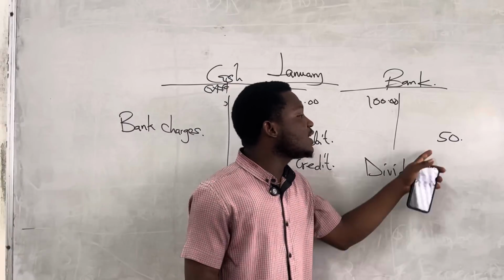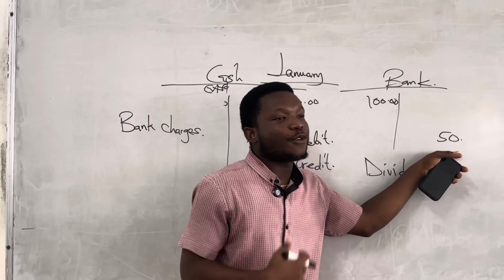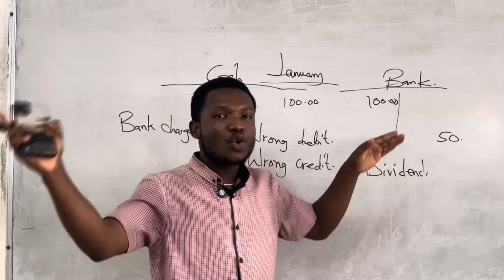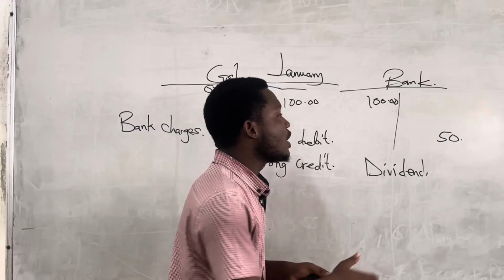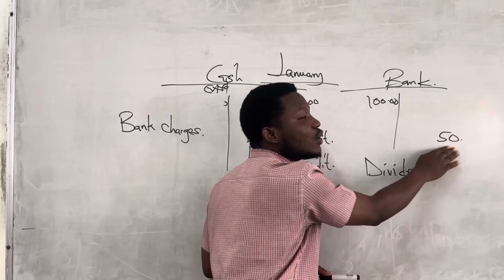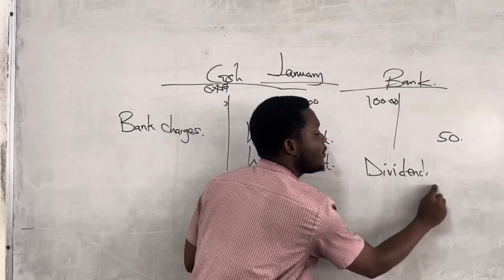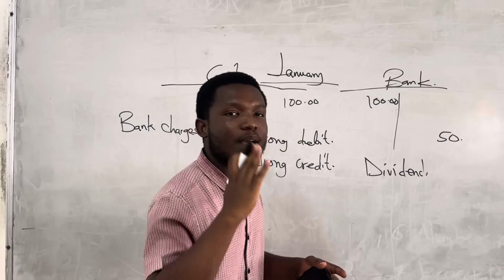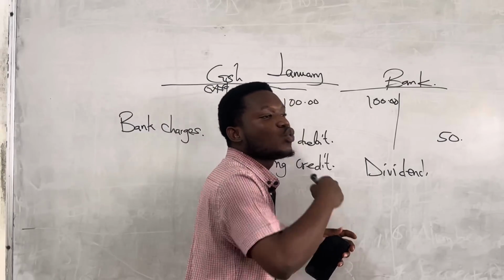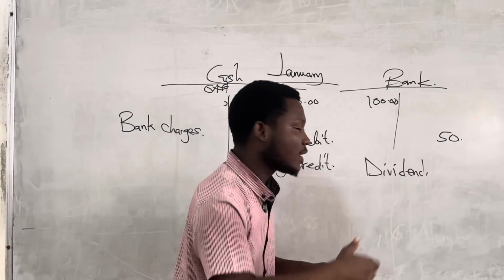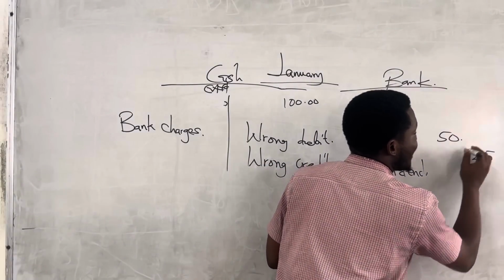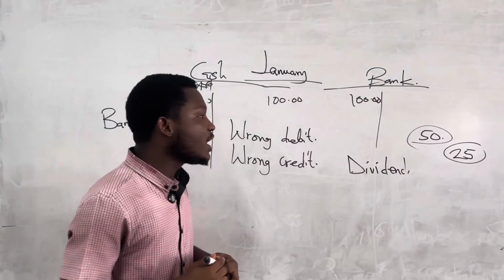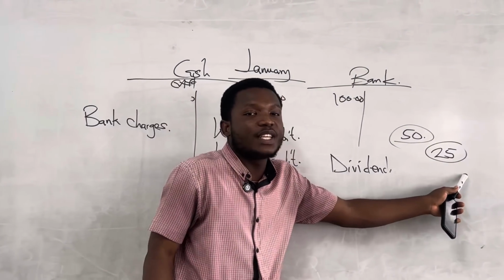So with the 50 cedis, the business will end up deciding whether to use these 50 cedis for the running of the business, or use these 50 cedis and share them to the shareholders. When the business decides to use all 50 cedis to share to the shareholders, that one will become dividend. Let's say the business has decided to split the money into two and use half to run the business and half for the shareholders. It means you get 25 cedis as dividend, whereas the profit was 50 cedis. So the 25 cedis is going to be the dividend that will be shared to the shareholders.